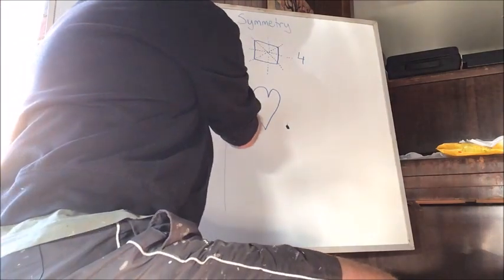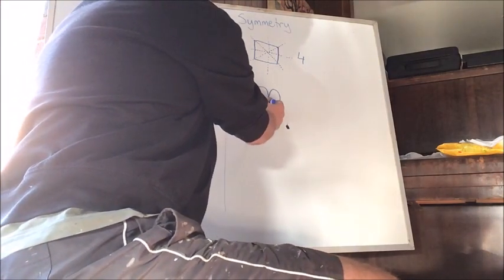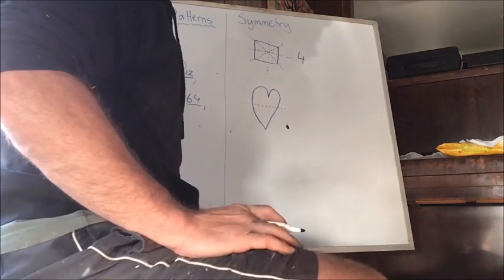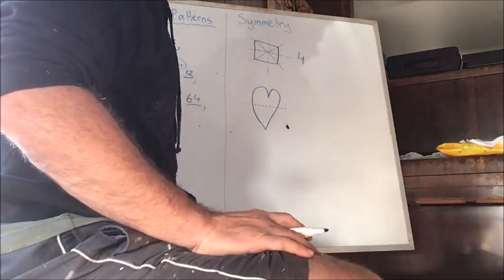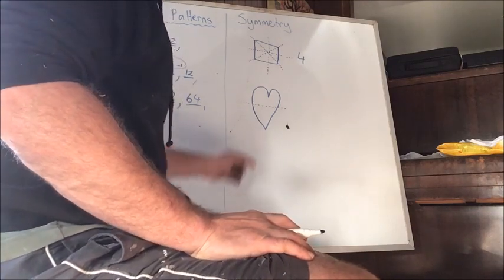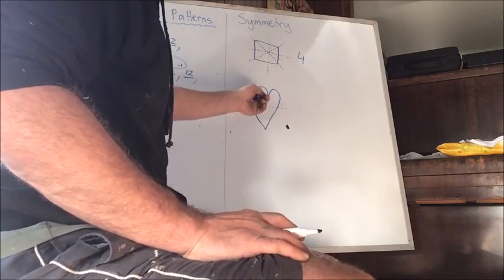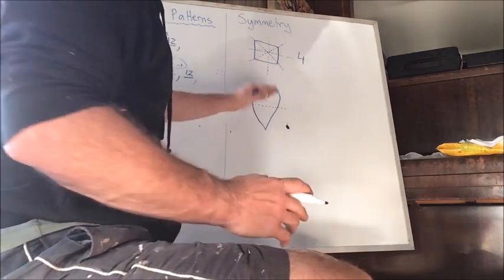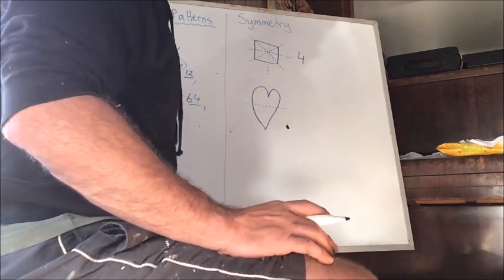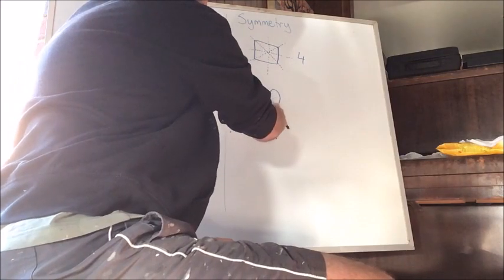So what happens if I put a line all the way through there? If I fold it over, will it look exactly the same? Well, no, it won't. Because if I fold these two over, I haven't got these two there, have I? So when I fold that over, that's nowhere near. So we've got no line of symmetry there.